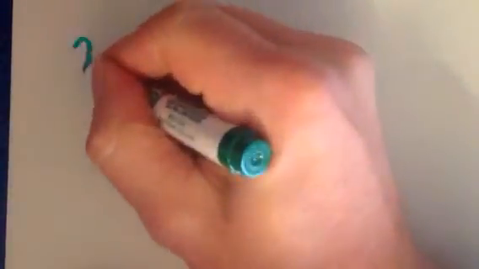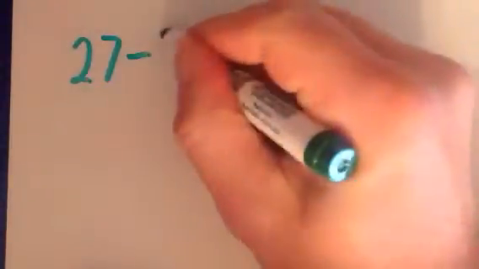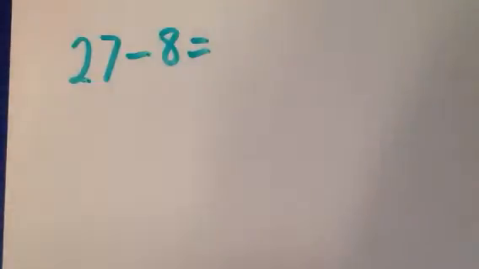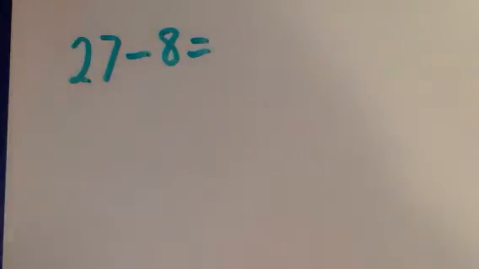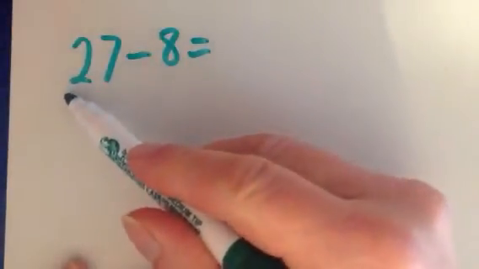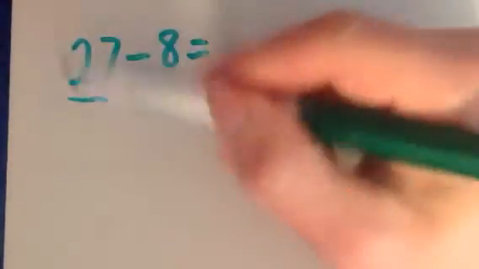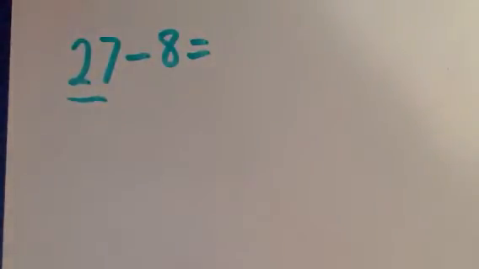27 minus 8. Now remember, 27 minus 8. I'm trying to find the difference, right? When you do a subtraction problem, you find the difference. Now, remember when we subtract, the number that we start with is always first. And remember, when we subtract, we have a number and we take some away. So this is the number of whatever we have. We have 27 pieces of candy or whatever. We're going to take 8 of those away. And this is the amount we're going to take away.